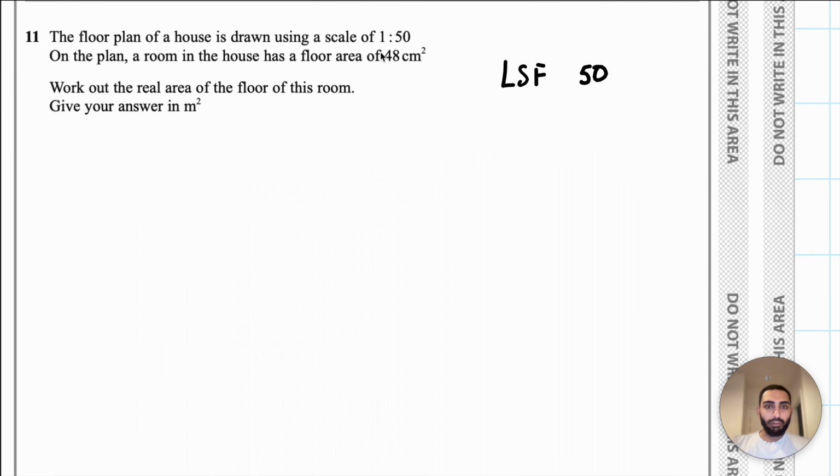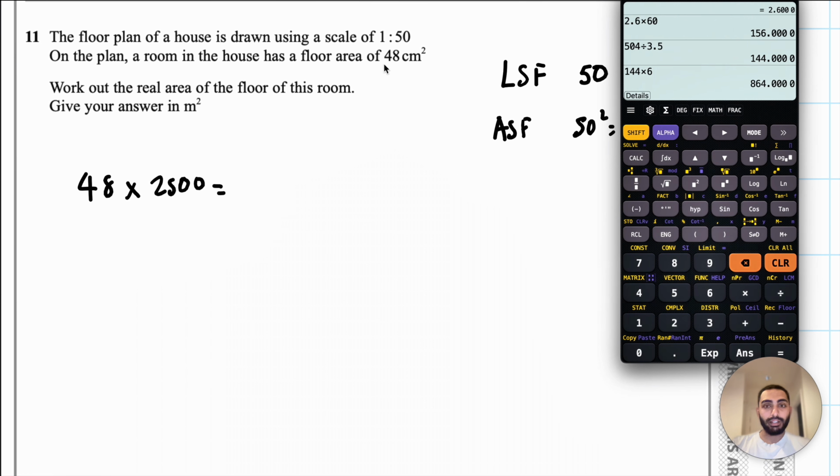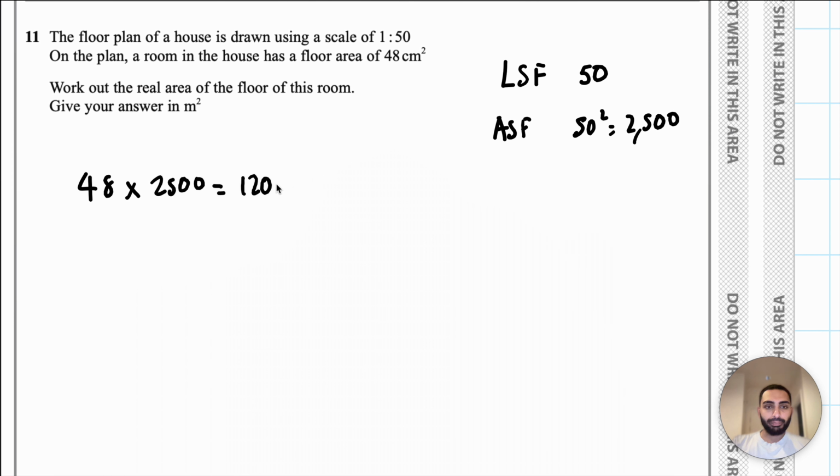And if we want our area scale factor, because we're looking at the floor area, the area scale factor will be my length scale factor squared. So I just need to square this. So I'm doing 50 multiplied by 50, which is 2,500. I know my area on my plan is 48. So I just need to multiply that by 2,500, and that will tell me what the area is in real life in centimeters squared. So 48 multiplied by 2,500 is 120,000. This is in centimeters squared.